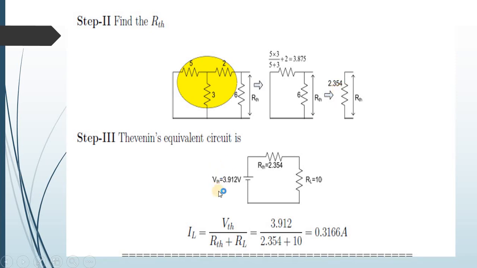So now you have calculated VTH and RTH. Then in the next step, join the removed branch. This removed branch is the 10 ohm. So by using the formula IL is equal to VTH upon RTH plus RL, you will get IL. So this is a simple Thevenin's theorem. Thank you.